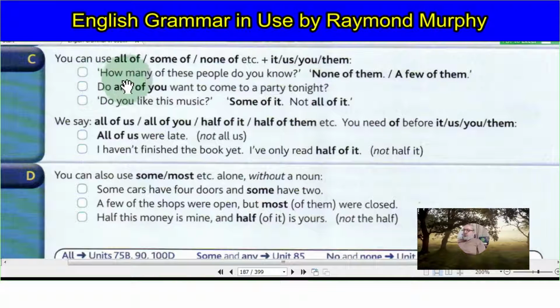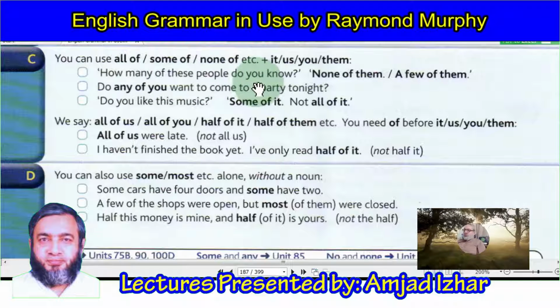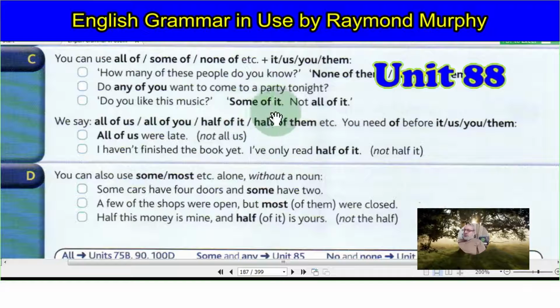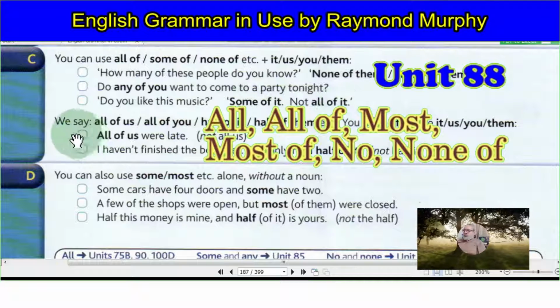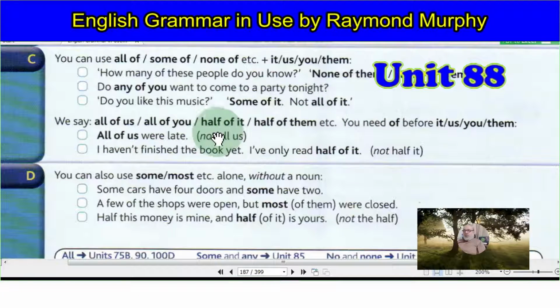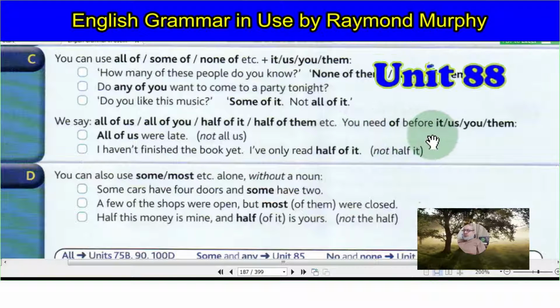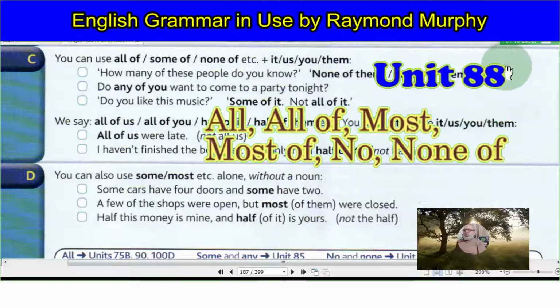C. You can use "all of," "some of," "none of" with it, you, them. How many of these people do you know? None of them, a few of them. Do any of you want to come to a party tonight? Do you like this music? Some of it, none of it. We say "all of us," "all of you," "half of it," "half of them." You need "of" before it, you, them.